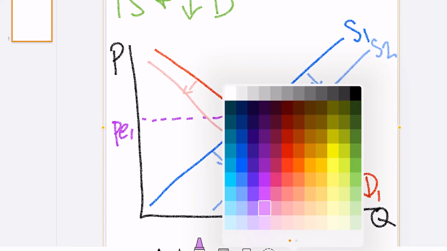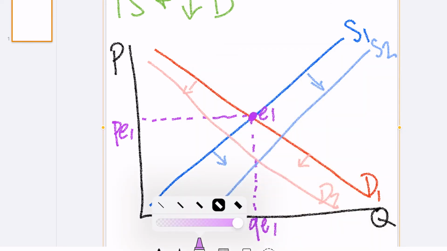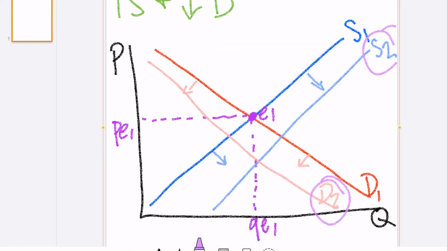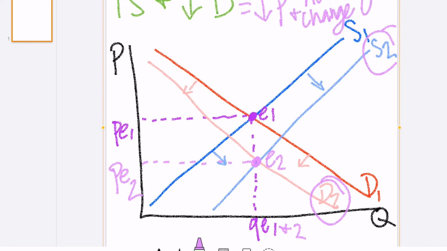Then we're going to come back and label our new equilibrium. So we're finding where S2 meets D2, which happens to be right here in the middle. And so I'm going to label it E2. You'll see here our quantity equilibrium is now the same, but price equilibrium has changed. So this is a decrease in price and no change in quantity.